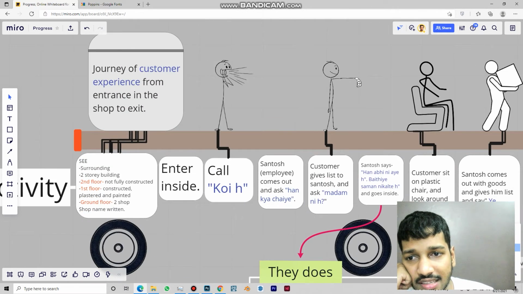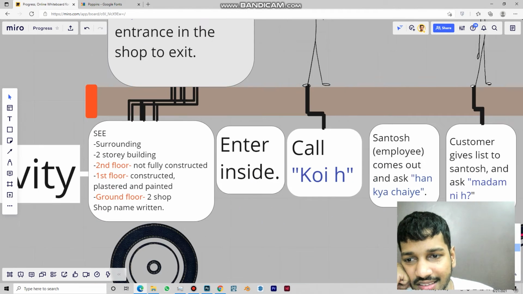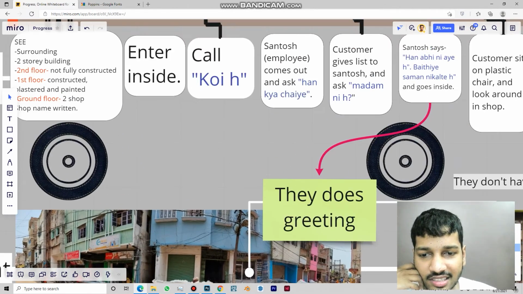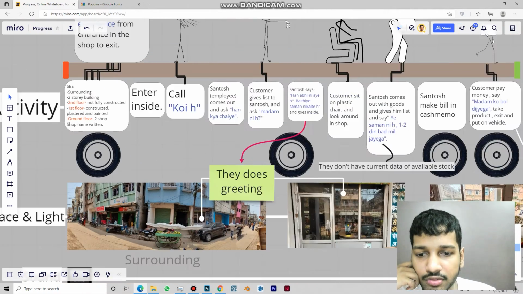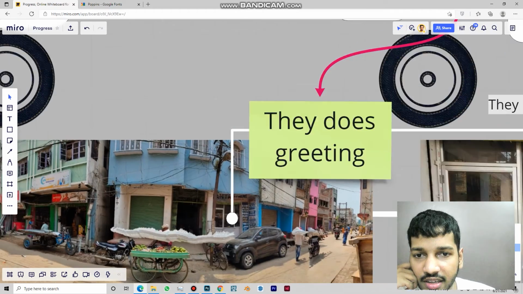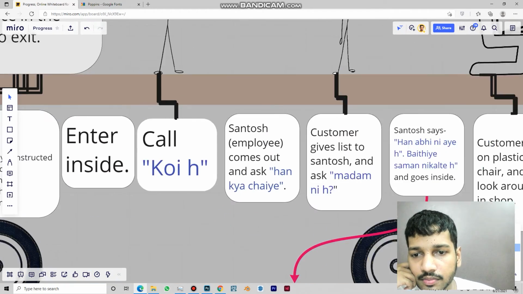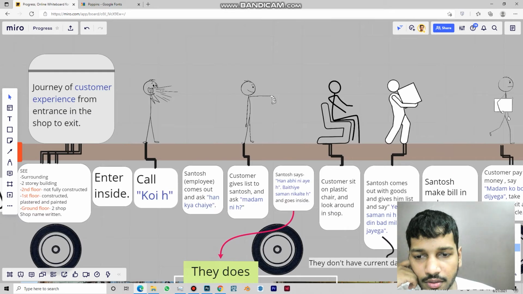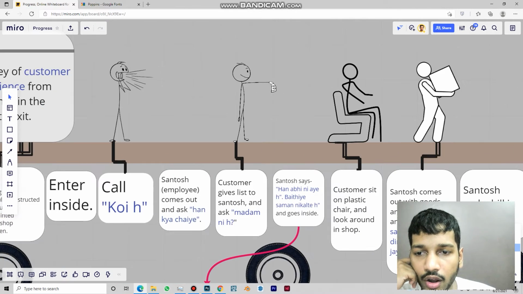It's a journey of customer experience. What he sees is a surrounding two-story building, the second floor not fully constructed, the first floor constructed according to the shop, and the ground floor with two shops, name written. All these green sticky notes are the influencers, which I will talk about later. Inside, is anyone there?